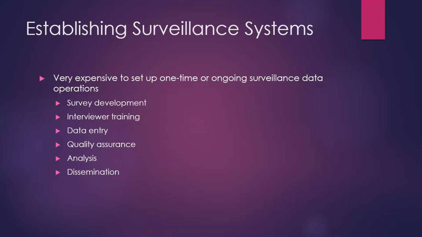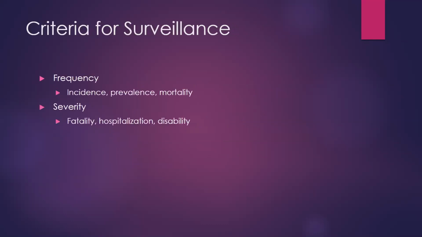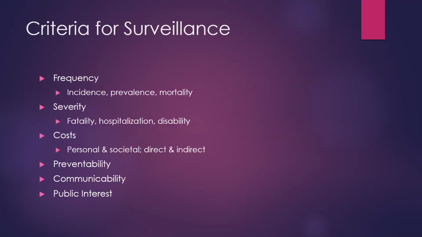The last thing I want to note is some things about establishing surveillance systems, and then we'll talk about strengths and limitations. So it's very expensive to establish these. A lot of pieces need to be in place and go into establishing them. And so typically we have some criteria for setting up a new surveillance system. And that would include things like how often is something happening? Are we actually likely to detect it? How severe is the outcome, and how worried is the public about it? How much does it cost? Is it preventable? And can it be transmitted from person to person?